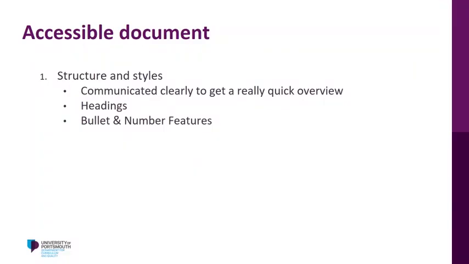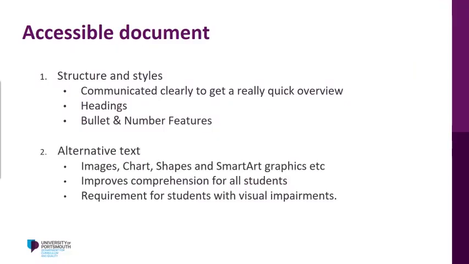Now look at the next point, alternative text. We should put alternative text on images, charts, shapes, and SmartArt graphics, etc. This is to help improve comprehension for all the students, and it's actually a requirement for students with visual impairments because they cannot see the image. They need to know what the image is and what it represents.